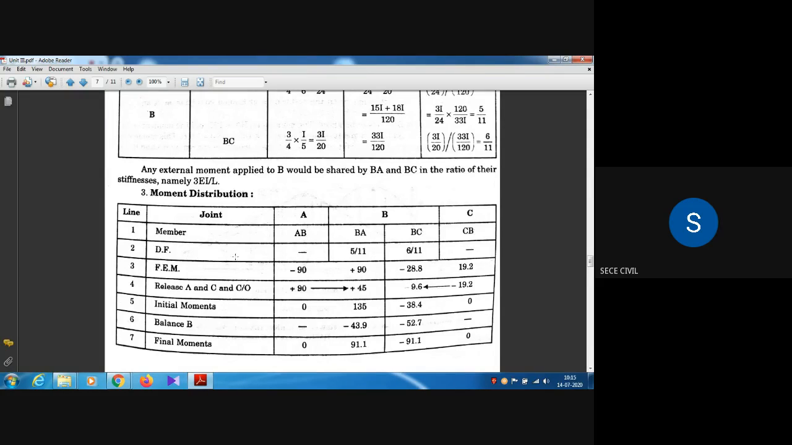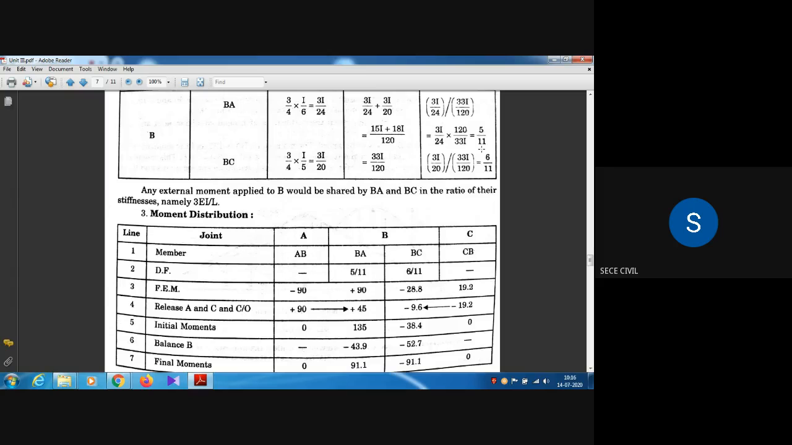The distribution factor we calculated for joint A, member AB, is nil, so we are putting a dash. For member BA we calculated the distribution factor as 5 divided by 11. Similarly, for member BC, 6 divided by 11. For CB also there is no distribution factor, so we are putting a dash.